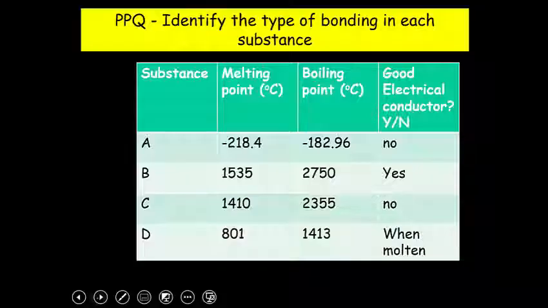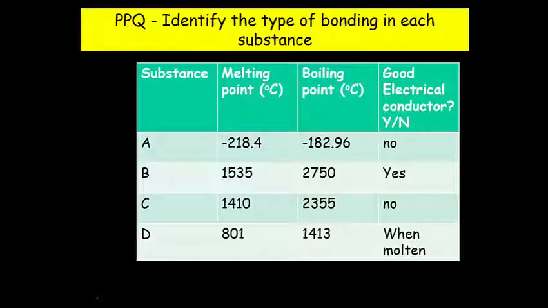Okay, our next task, again, we're trying to identify the type of bonding, but this time we're doing it via the properties rather than via pictures. So again, pause the video, try and work them out, and then we'll go through the answers. Okay, so when we're looking at A, the key feature that makes that different from all the others is the fact that it's got very low melting and boiling points. So what that tells us is that it must be a simple covalent molecule.